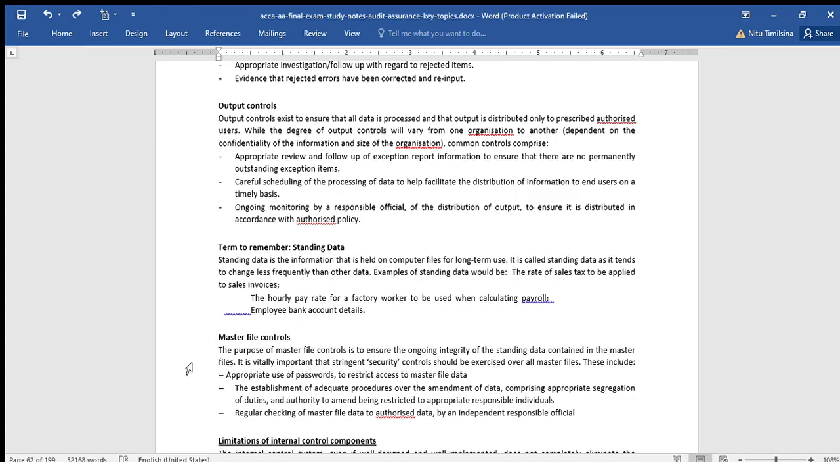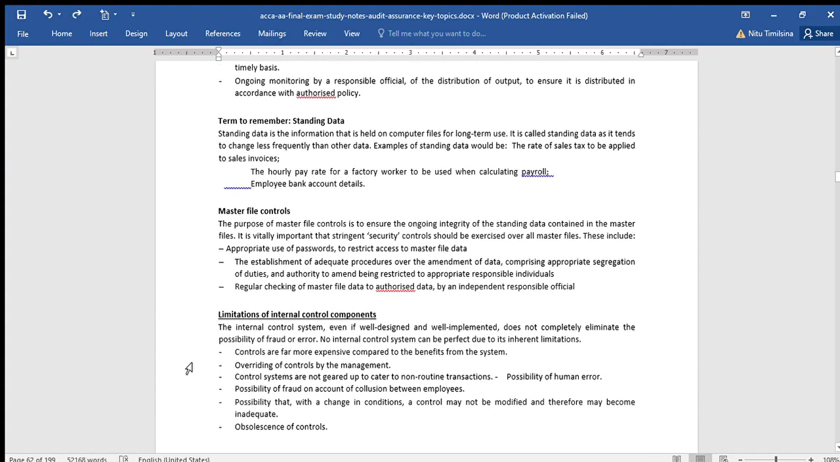Master file controls. The purpose of master file control is to ensure the ongoing integrity of the standing data contained in the master file. It is vitally important that stringent security controls be exercised over all the master files. This includes appropriate use of passwords to restrict access to master file data, the establishment of adequate procedures over the amendment of data, comprising appropriate segregation of duties and authority to amend being restricted to the appropriate responsible individual, and regular checking of master file data to authorized data by an independent responsible official.